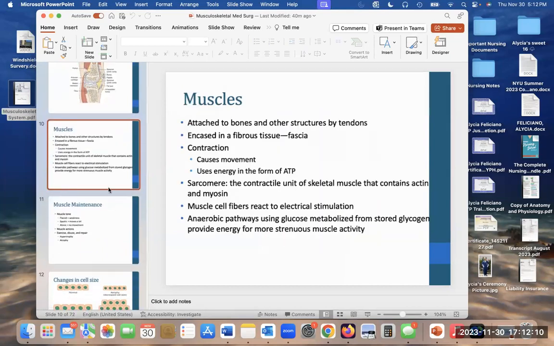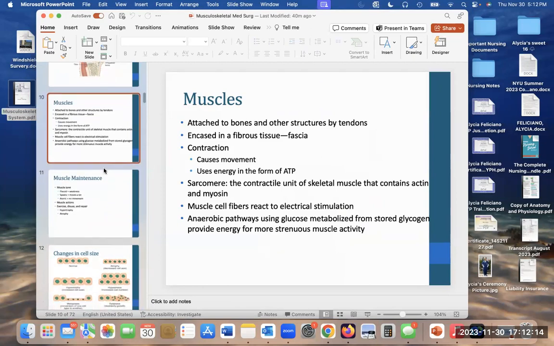Now we have muscles, right? We know that muscles are attached to bones and we need them for movement. We have involuntary and voluntary muscles, right? Voluntary meaning the ones that we can move, like our arms and our legs. Those are the ones that we can control. But we have involuntary muscles, like our heart and lung muscles, that work automatically.